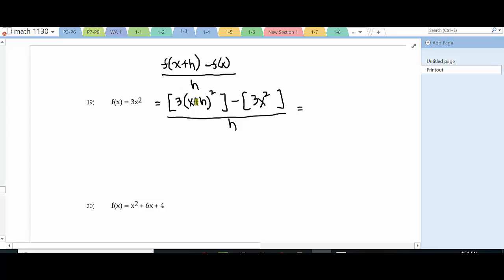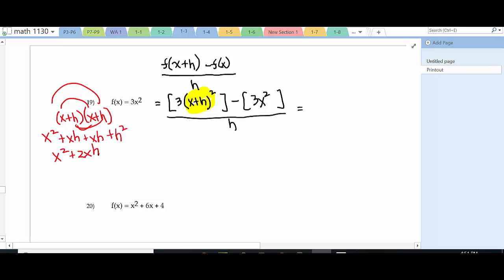So the first thing I'm going to do is this. You can either FOIL this or do it in your head. I've gone through how to do this in your head, so I'm going to go ahead and just FOIL this. So that's x squared plus xh. The inside term is another plus xh. And then the last term is going to be plus h squared. So that's going to give x squared plus 2xh, because you have like terms, plus h squared, like that.